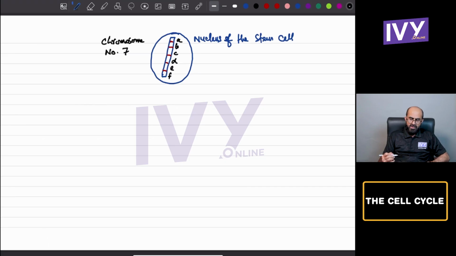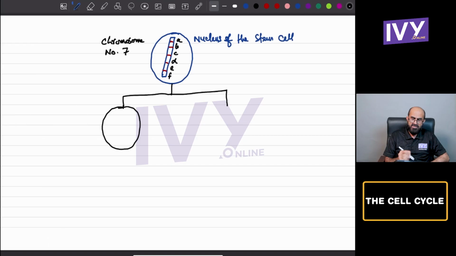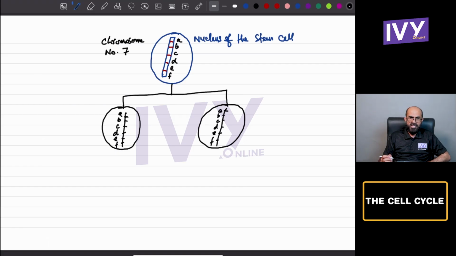You know that this stem cell is going to divide into two daughter cells, and the daughter cells produced will, of course, be identical and have the same setup of genes. Again, gene A, gene B, gene C, gene D, gene E, and gene F are located in the same way. Similarly, the other cell has the same nucleus with A, B, C, D, E, and F. Now, in the previous chapter, on genetic control, I told you about gene expression.